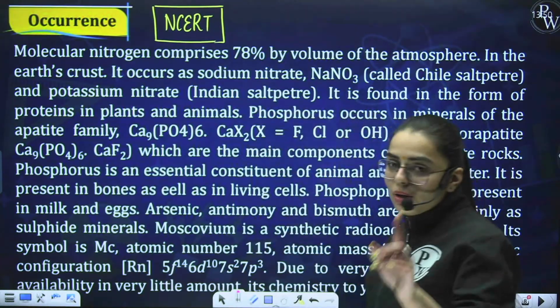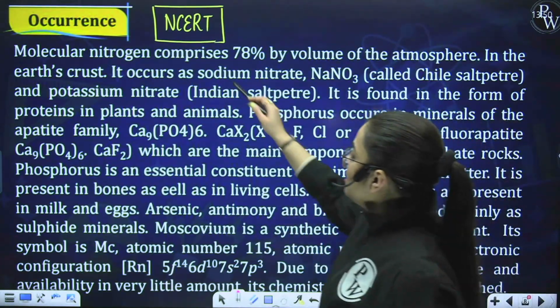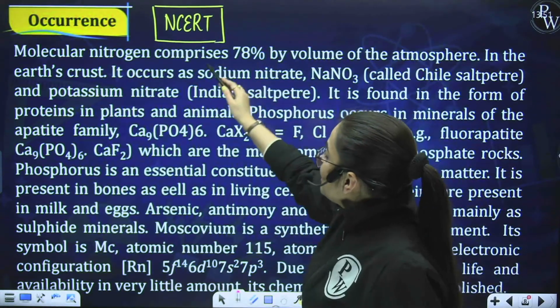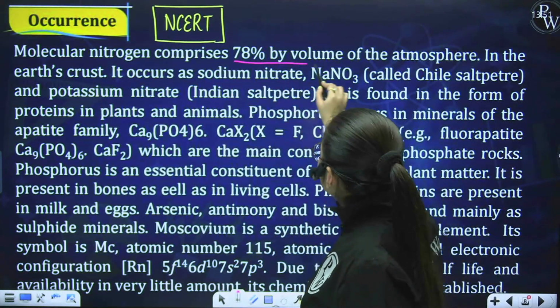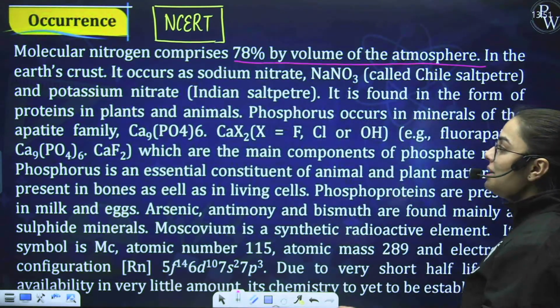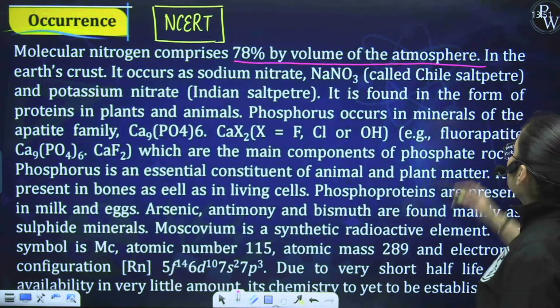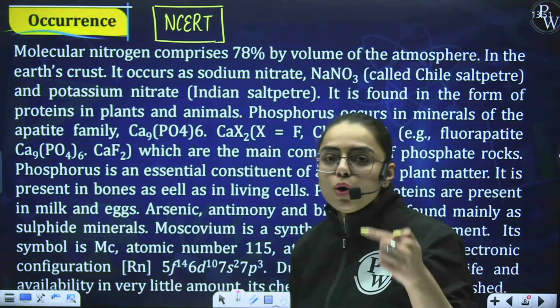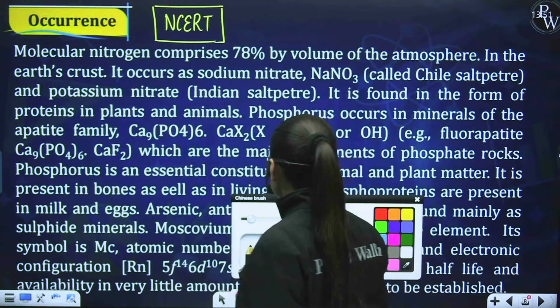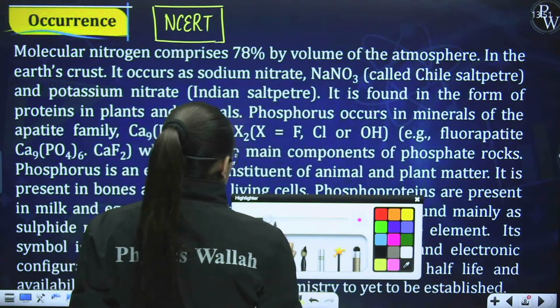Okay, so now listen to me very carefully. I guess you are aware from your lower classes also that nitrogen comprises 78% of the volume of the atmosphere. We all are aware of this thing. But the thing which we are not aware of is that in the earth's crust, it exists as an ore, in two kinds of ore. What are the two kinds of ores in which it exists?